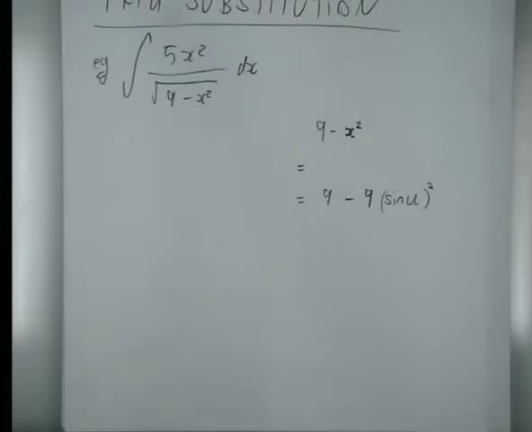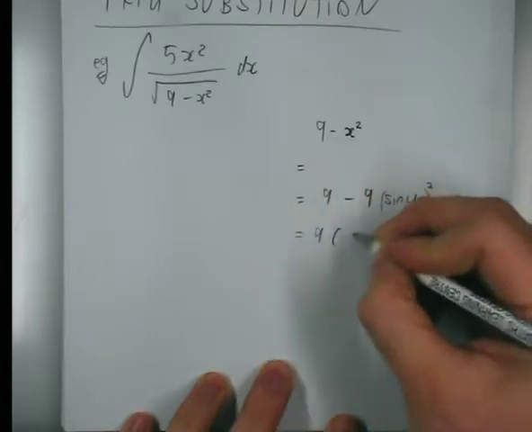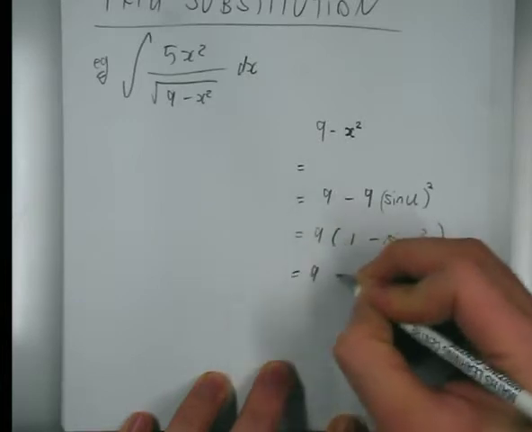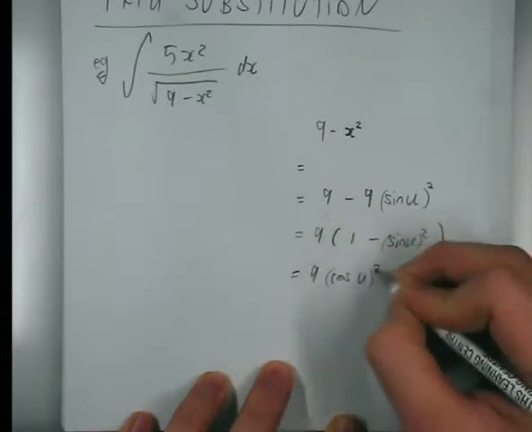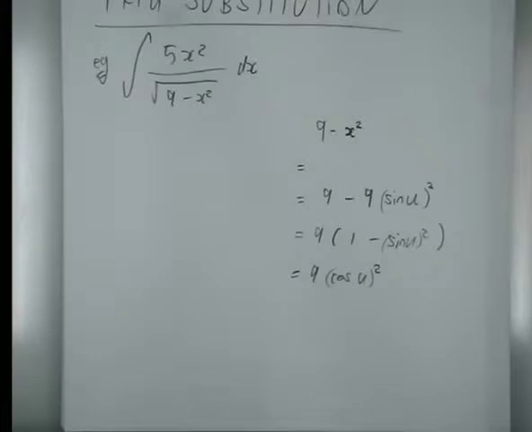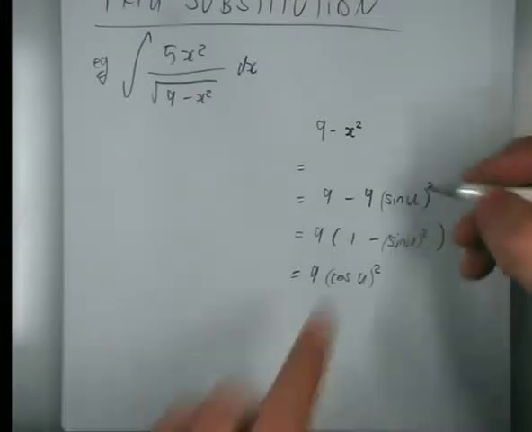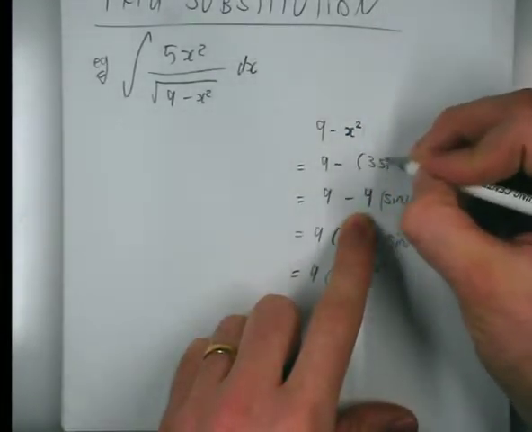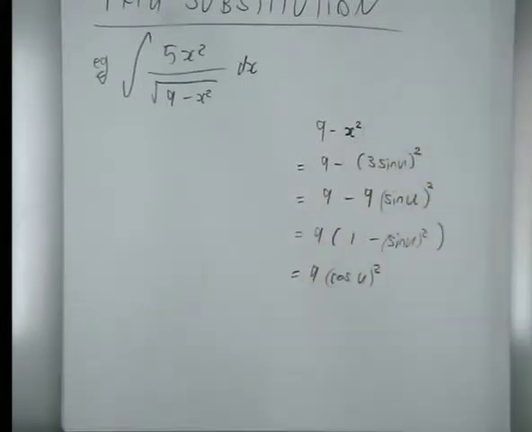What that means is I would be able to bring out my 9, and that would become a 9 cos u squared. And that would be really great, because then if I square rooted that, the 9 would become a 3, and a cos u squared would become a cos u, and I'd magically make my square root go away. So in order for this to be 9 sine u, I'm going to have to be like 3 sine u for my x.